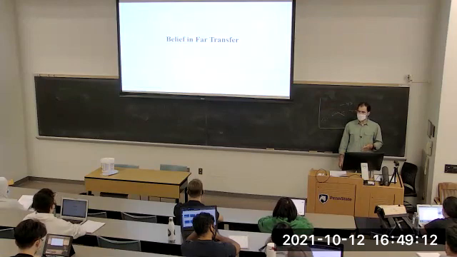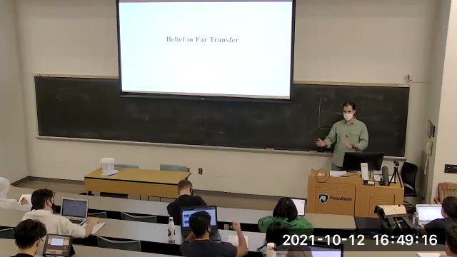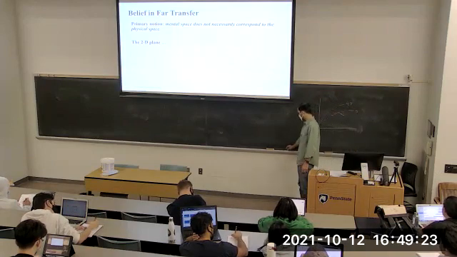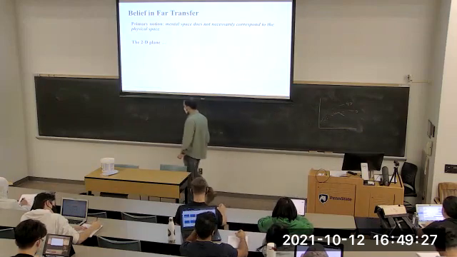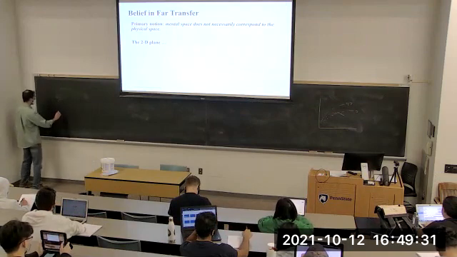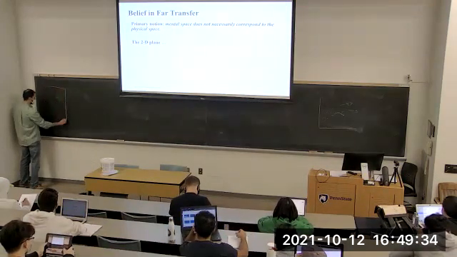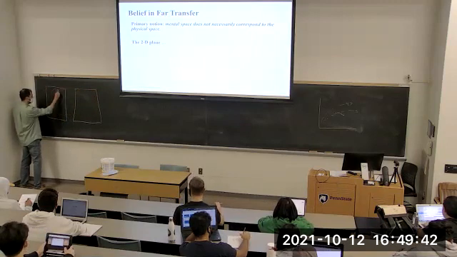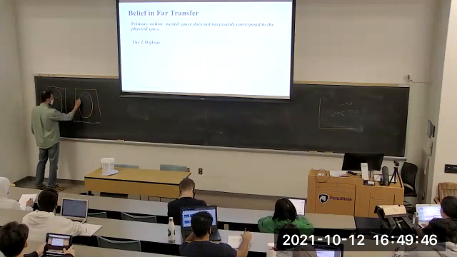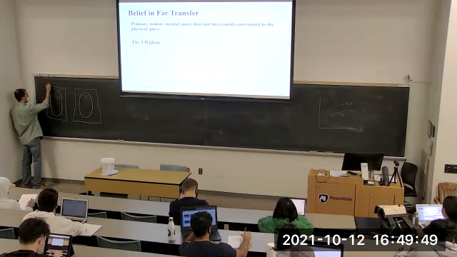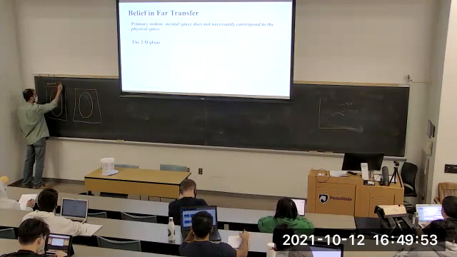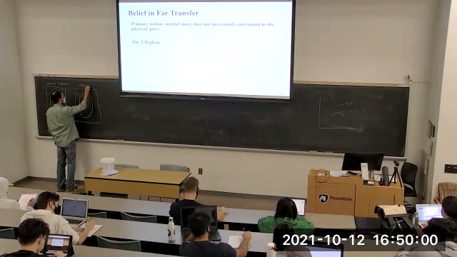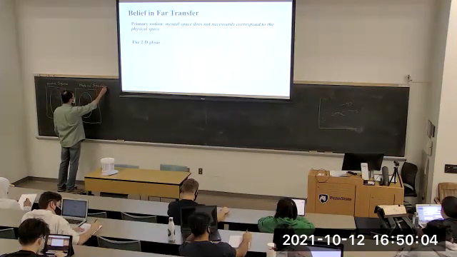So now we're going to talk about far transfer, which is the opposite side of this spectrum. And you remember we had something like a Venn diagram. And I'm going to have a similar thing for far transfer. Mental space and physical space.